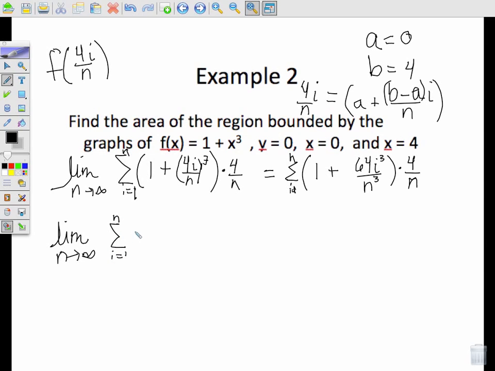of, we've got the summation i from 1 to n, and I'm going to distribute now that 4 over n. So we've got 4 over n, and then it's plus, if I multiply the 64 times 4, that's 256 i to the third over n to the fourth.